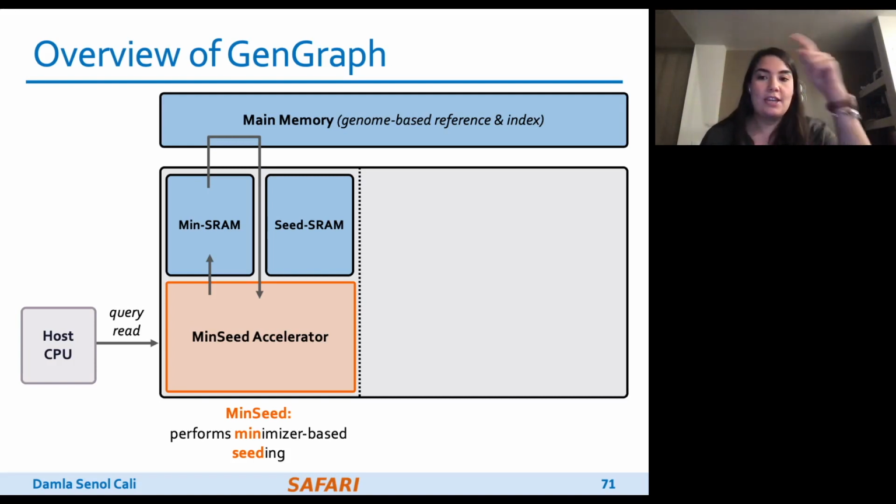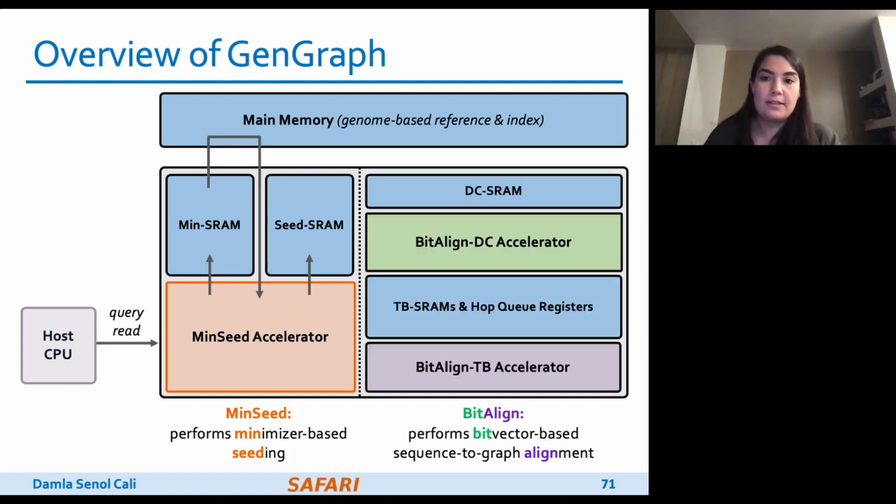And then these locations are sent back to our accelerator to perform some simple filtering process. And then the non-filtered seeds are written to seed SRAM. So seed SRAM has the selected minimizer locations, like the seed locations for the given query read. Then next, for each of these seeds, we will send the surrounding subgraph that corresponds to the seed location to BetaLine.